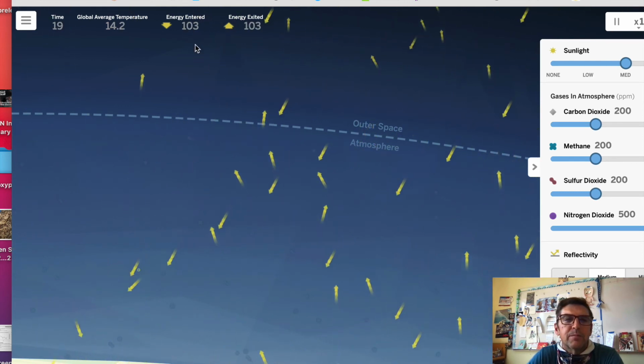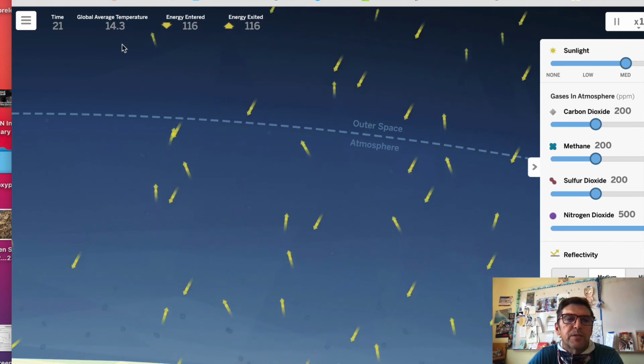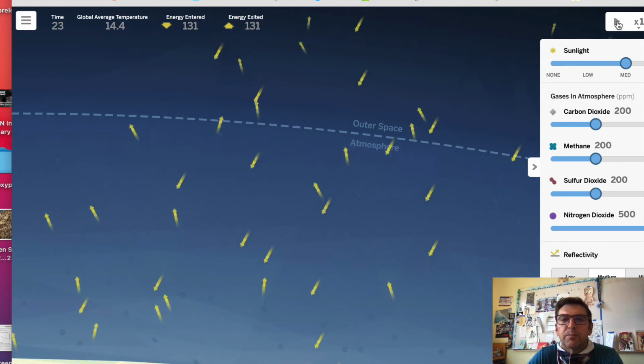Why? Because same coming in, same going out. Temp is going up a little bit, but nothing like before. Temp was at 20 on the carbon dioxide, 20 on methane. Got colder on sulfur dioxide, and now has stayed the same at nitrogen dioxide. So because of that, you can predict things. Screenshot that if you can. Okay, so you should have a screenshot of this.